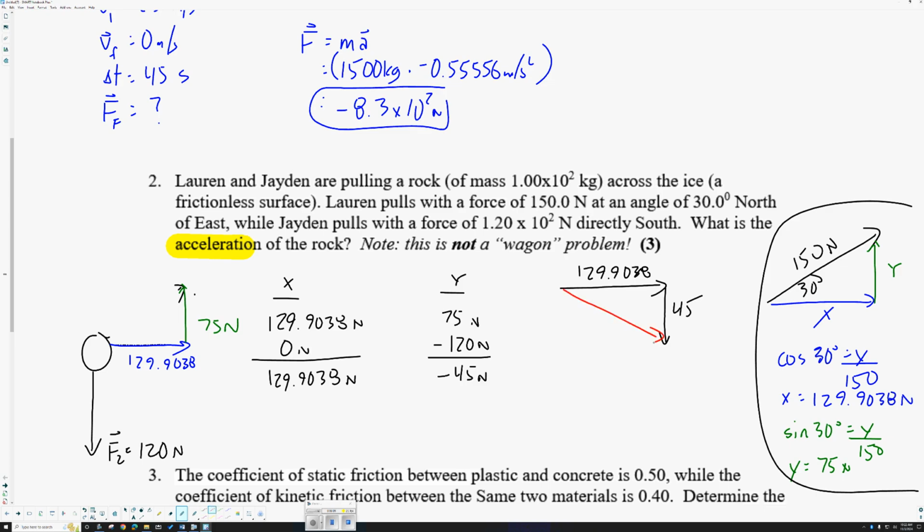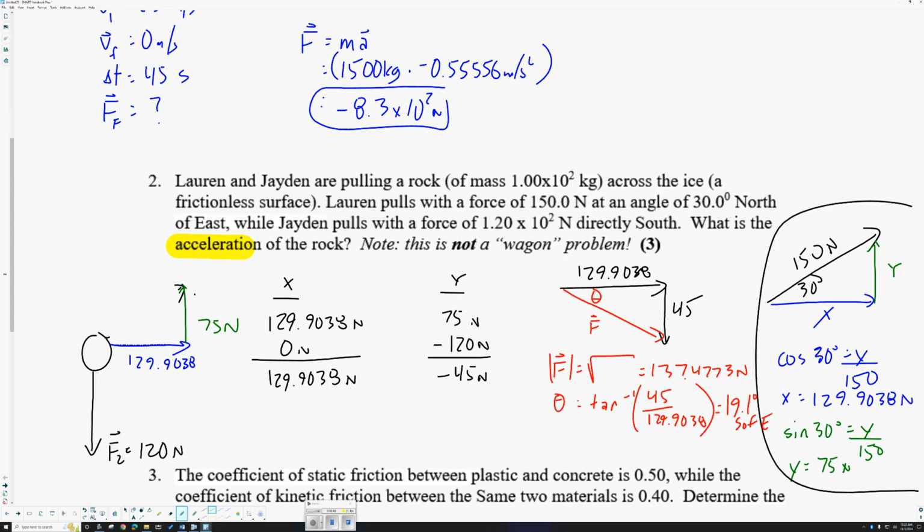And the resultant vector, this is the force that we're looking for here. And the net force, we're going to say the magnitude of that force at least, is the square root of 129 squared plus 45 squared. That gives me a value of 137.4773 newtons. Theta is the inverse tan function of opposite over adjacent, 45 over 129.9038. And that gives me an angle of 19.1 degrees south of east.